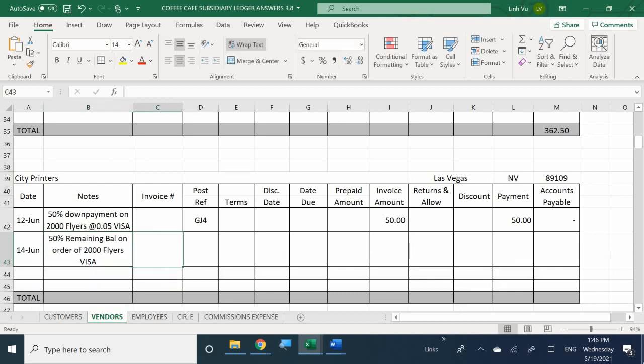Now for the invoice, there is no invoice number here. We do have that this was on General Journal 4. No terms were given. However, we have a prepaid amount, because our original bill stated that we owed $100 in grand total. But because we made that 50% down payment, all I have now is a remaining balance of $50, which we paid using our credit card. So my balance reflects that this total bill has been paid off.